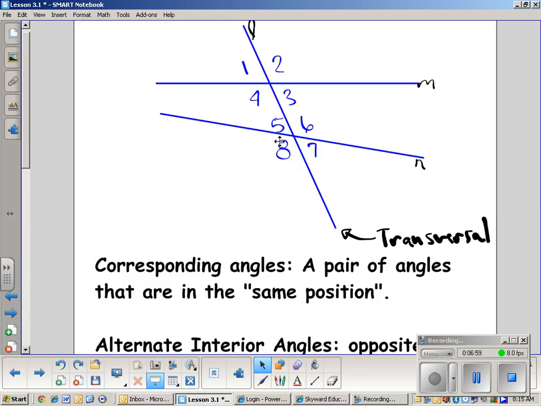We still have corresponding angles. What are they? Corresponding. What does corresponding mean? Same position. 1 and 5. 2 and 6. 4 and 8. 3 and 7. Good.